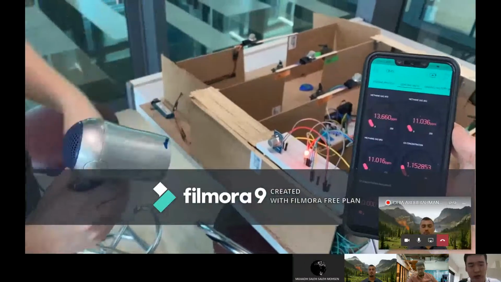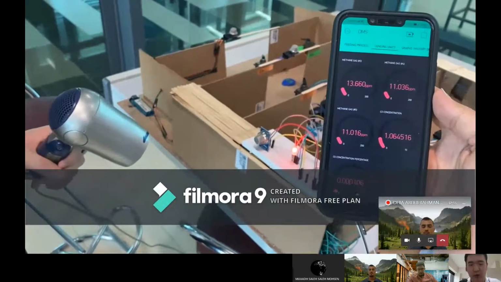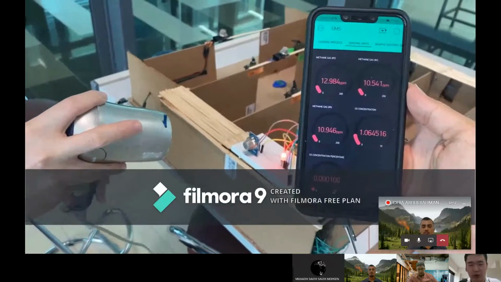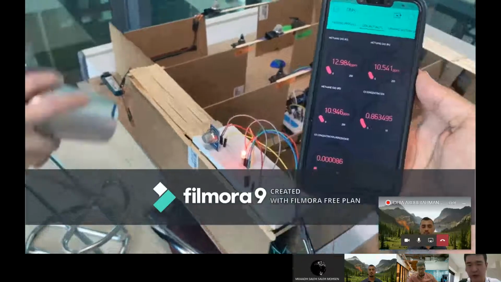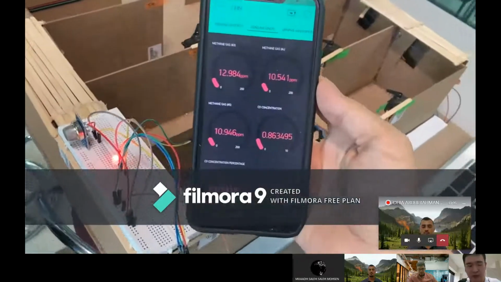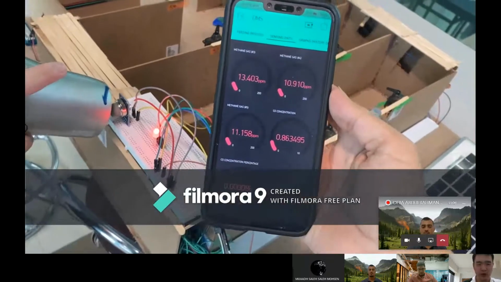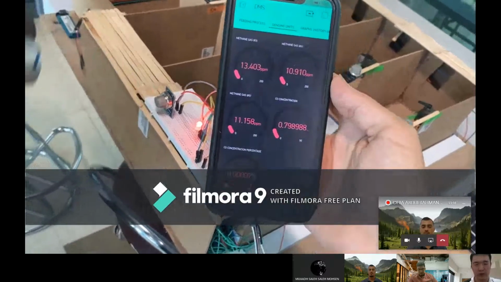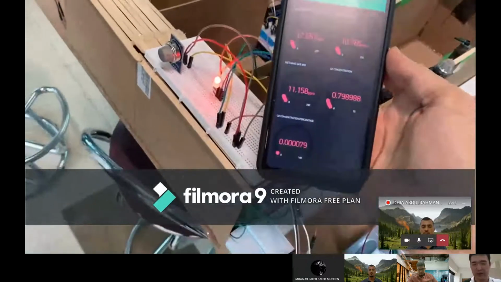And now I'm using the hair dryer to remove the carbon monoxide, lowering the concentration. As we can see on the dashboard, the concentration is reduced gradually. This will continue until it's below 0.5 ppm, and then the LED will return to green again.